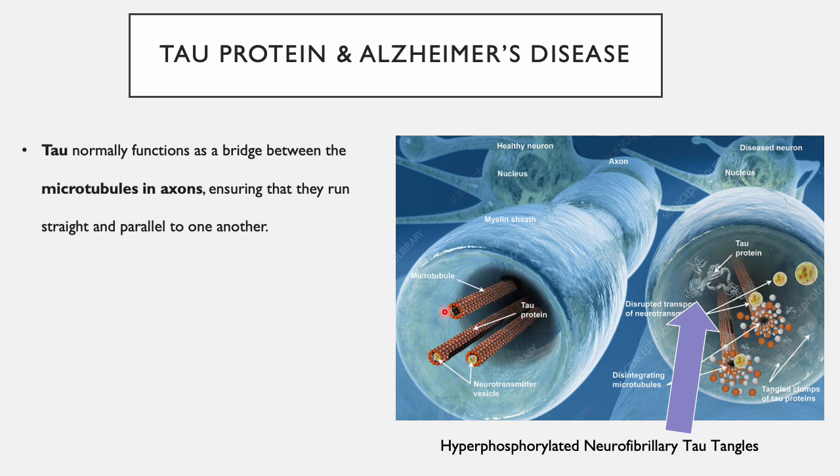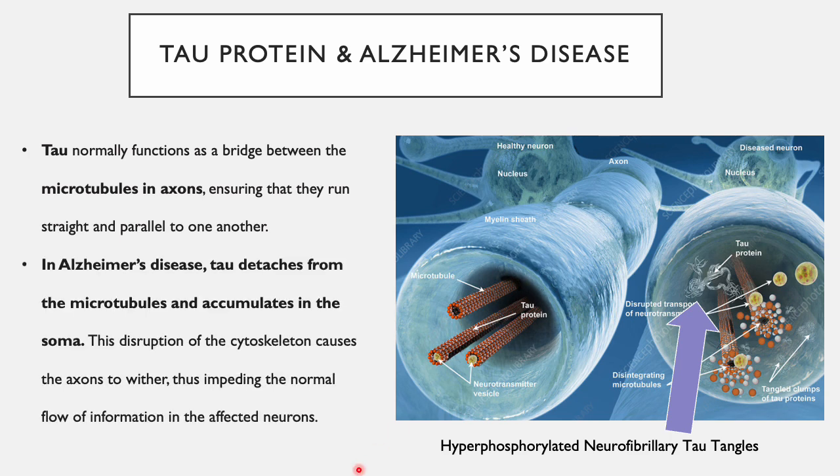This is a healthy neuron. So microtubules, again made up of tubulin proteins like MAPs, ensure that all of these microtubules run parallel to one another and help the axon maintain its shape. In Alzheimer's disease, tau proteins can actually detach from the microtubules and accumulate in the soma or the cytosol. This disruption of the cytoskeleton causes axons to wither.